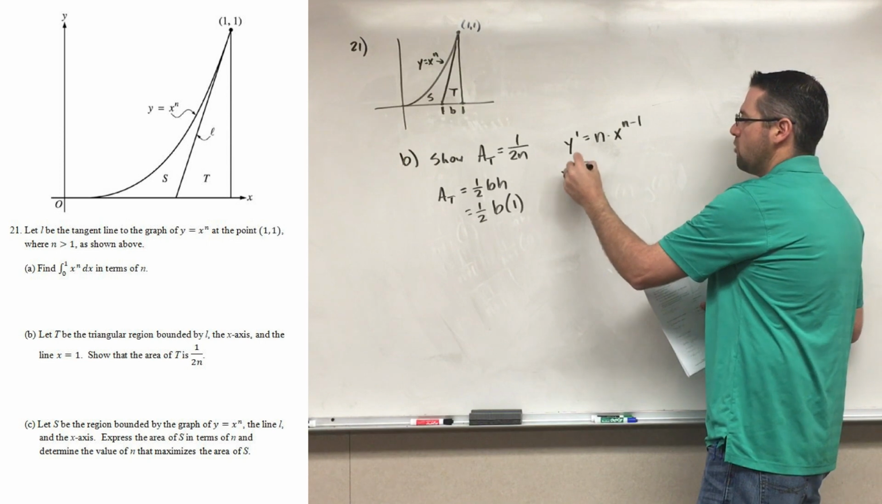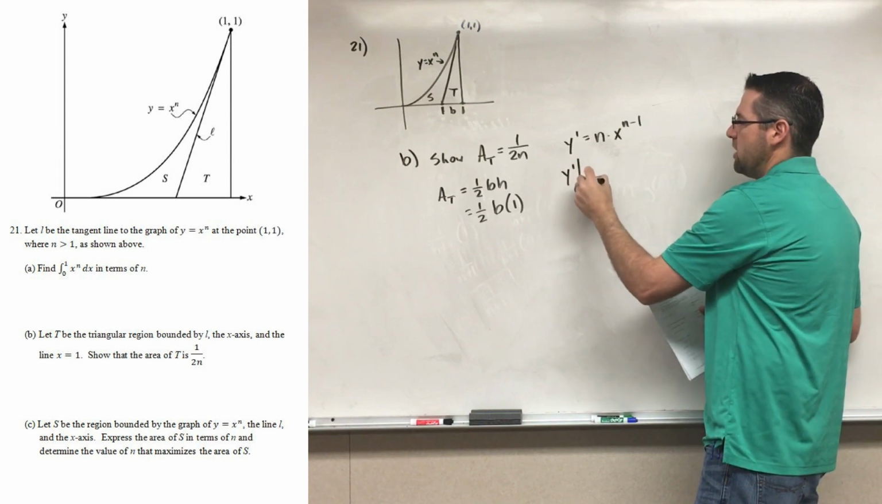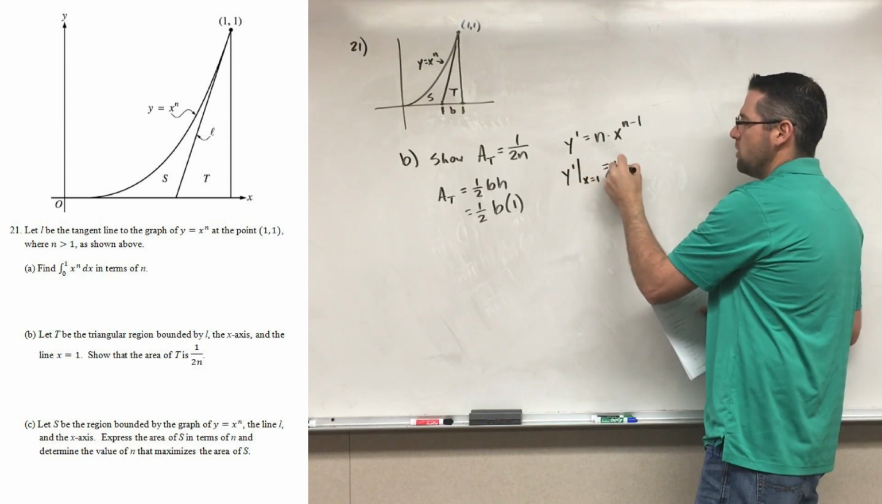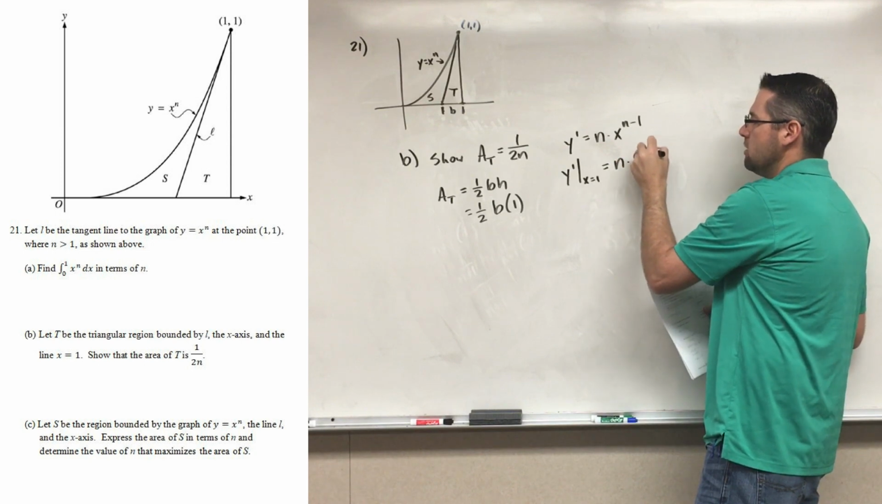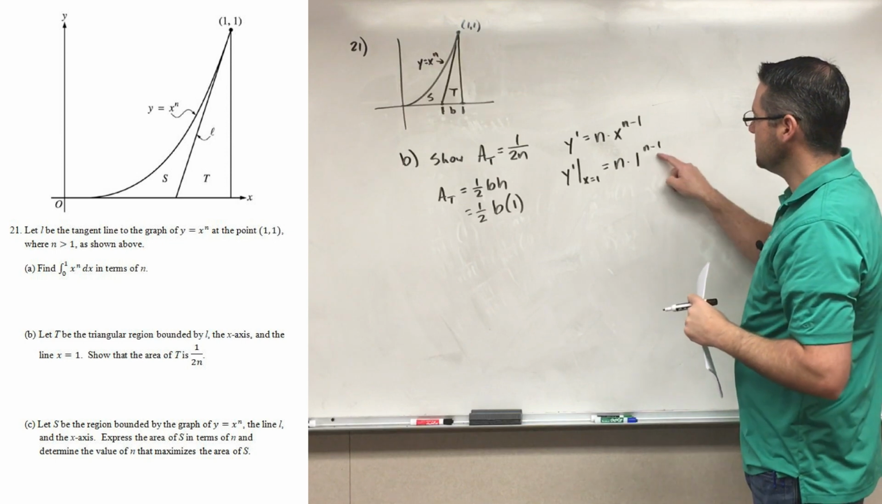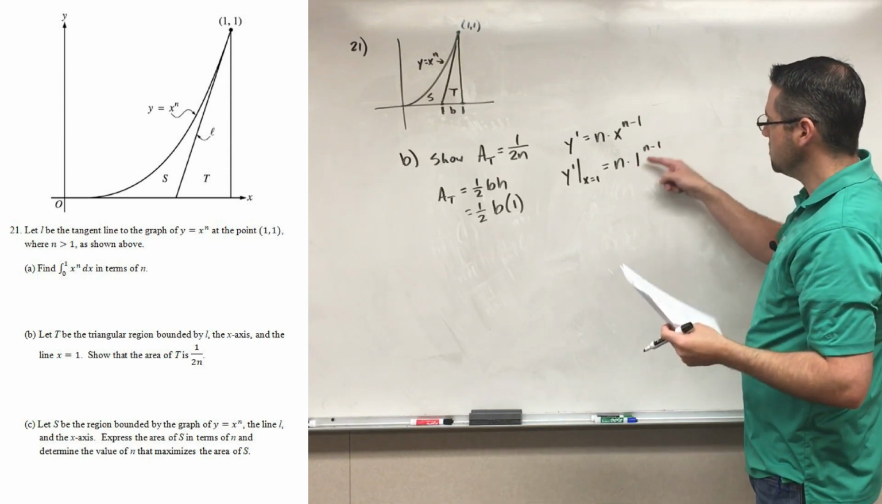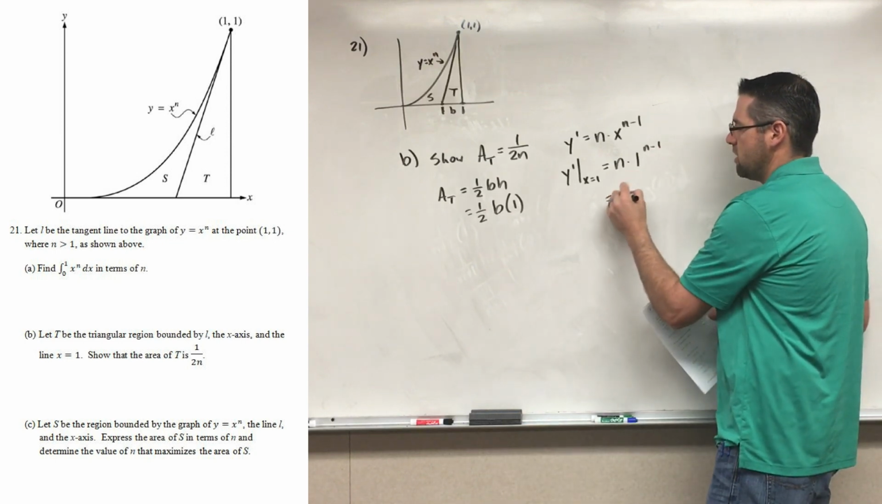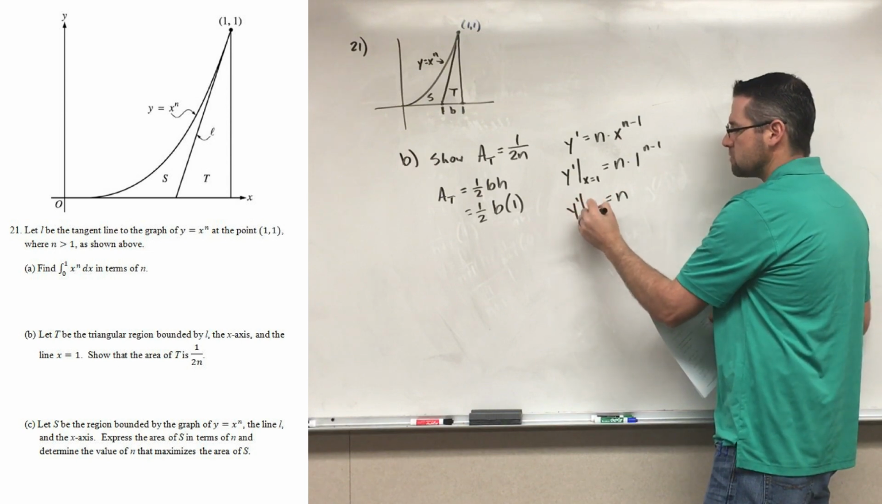So we're going to say y prime evaluated when x equals 1 is equal to n times 1 to the n minus 1. And again, n is greater than 1, so this will be 1 to some value, which is 1, and then our final answer there for the derivative is n.